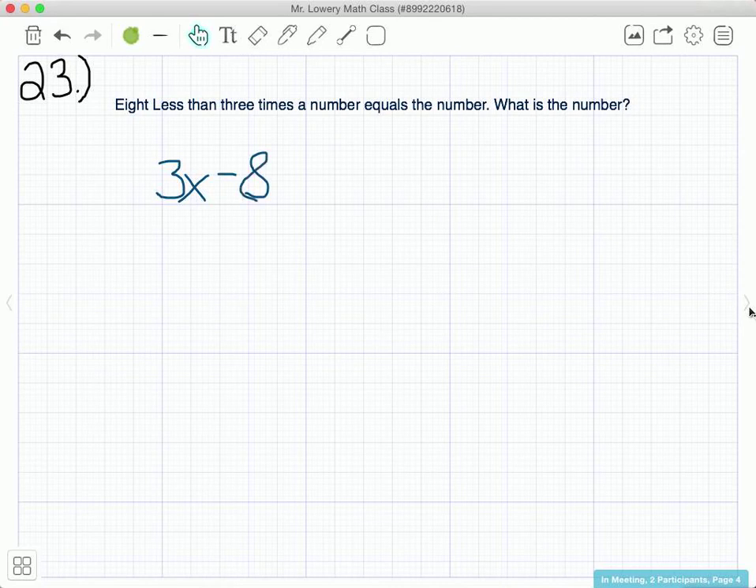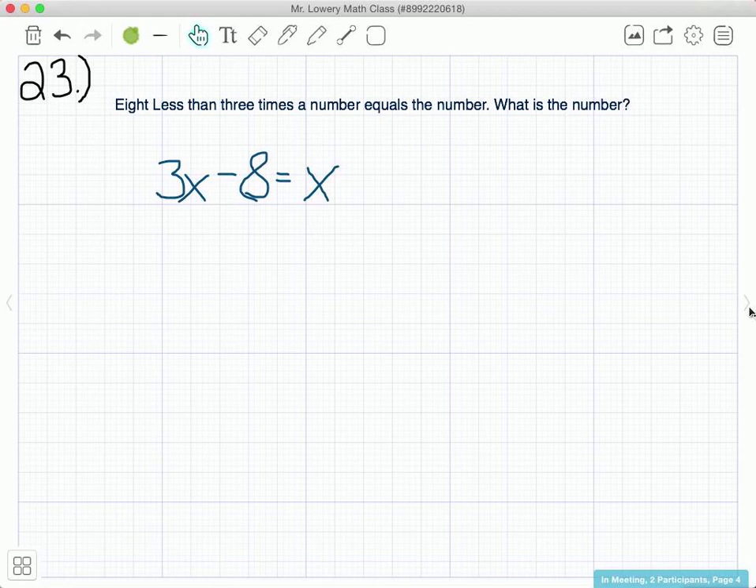We don't want to put 8 minus 3x because subtraction is not commutative, right? We have to do it in a specific order. And this says we have 3 times a number and we take 8 less than that. So we need to make sure we have it in this order like that. Anytime you have less than, the number subtraction should always go at the end of it. All right. Equals the number. So the number was x. So 3 times x minus 8 is equal to x.